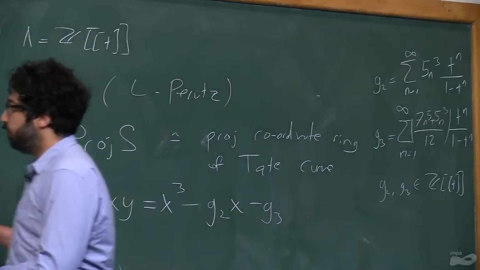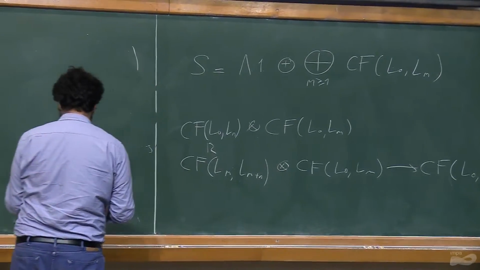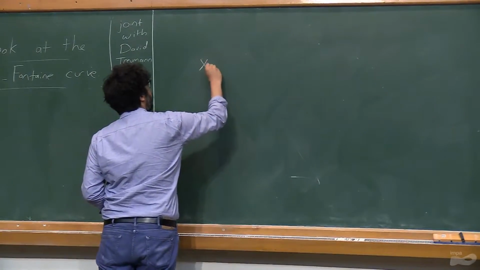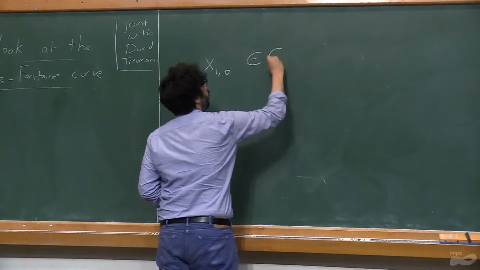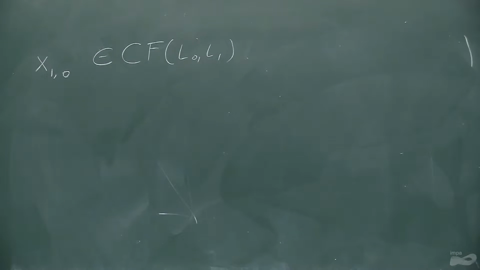So this kind of computation is explicit triangle computation, and in the end it gives us this important curve in algebraic geometry, and it plays a role in proving mirror symmetry over this ring. But let me maybe illustrate how this kind of product looks. So I wrote here the simplest case. So let me say x10 is in CF L0 L1, right? And I want to multiply x10 with itself.